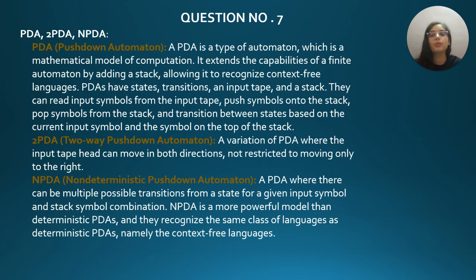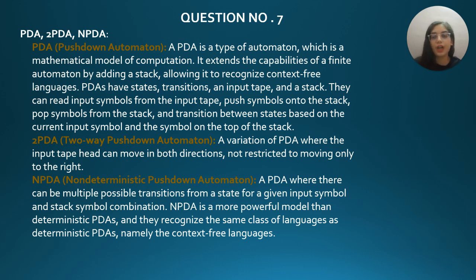Now in question 7, it wants us to define PDA, 2PDA, and NPDA. PDA is pushdown automata. A pushdown automaton is a type of automaton which is a mathematical model of computation. It extends the capability of a finite automaton by adding a stack to it. So we have a stack where we can add the inputs and where we can store the data to make sure about the previous state. And we can do these stack operations: push, pop, and seeing the topmost stack data.